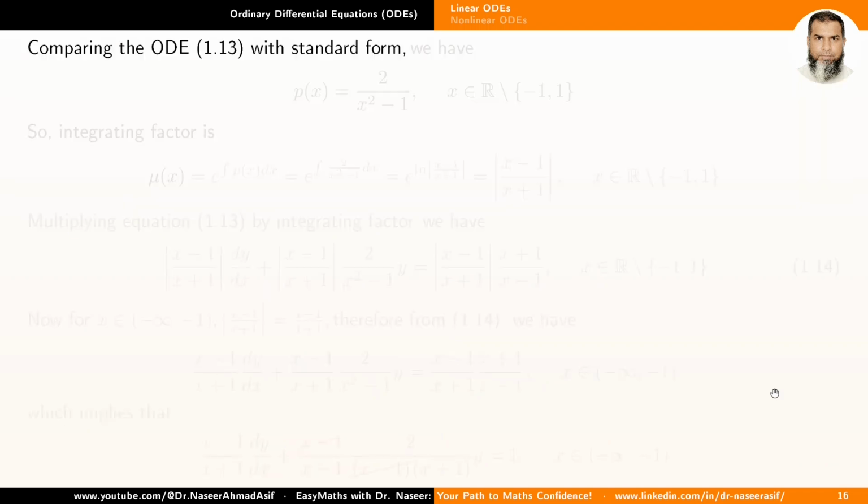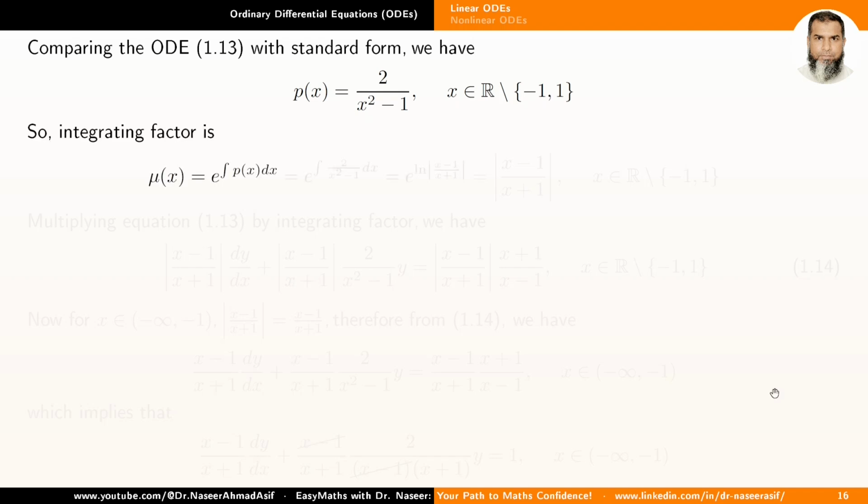Comparing the ODE 1.13 with standard form, we have p of x equal to 2 over (x square minus 1), where x belongs to R other than -1, 1. So the integrating factor is mu of x is equal to exponential of integral of p of x dx, which is equal to exponential of integral of 2 over (x square minus 1) dx, which is equal to exponential of log of absolute (x minus 1 over x plus 1). So mu of x is equal to absolute (x minus 1 over x plus 1), where x belongs to R other than -1, 1.